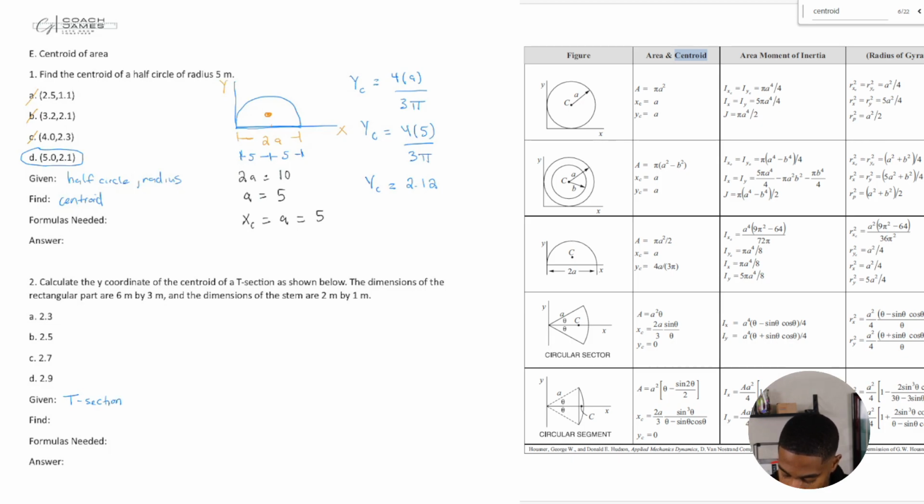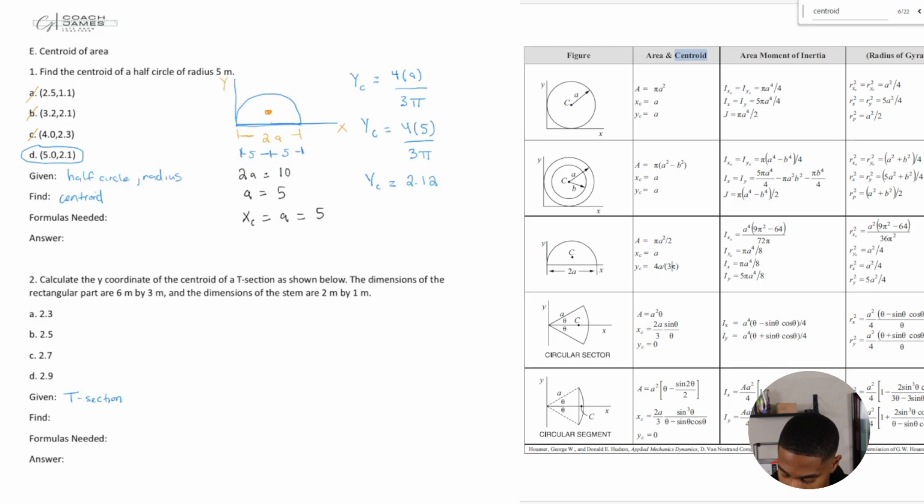They give us the dimensions of both parts, like the rectangular part and the stem part. And they want us to find the y coordinate. Okay, so let's draw this out to start.